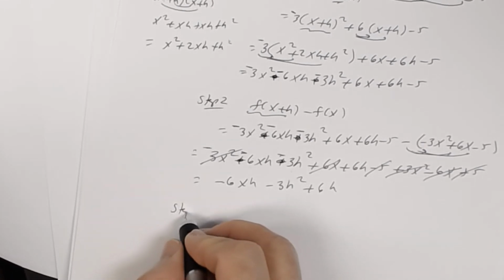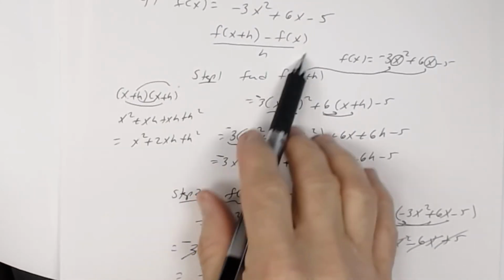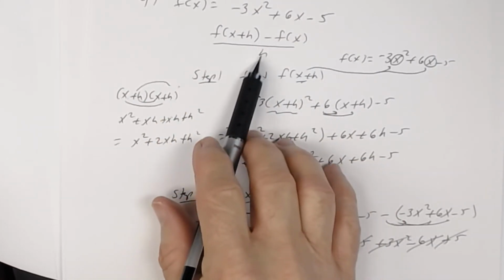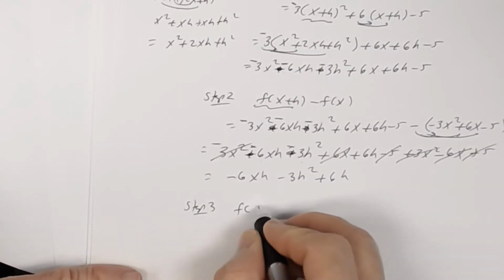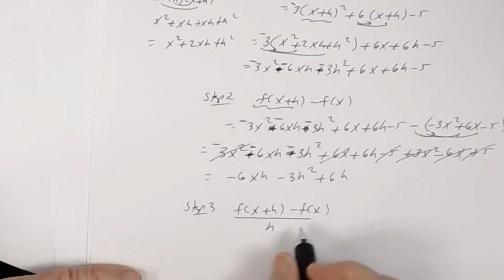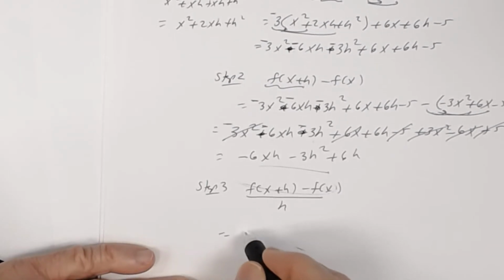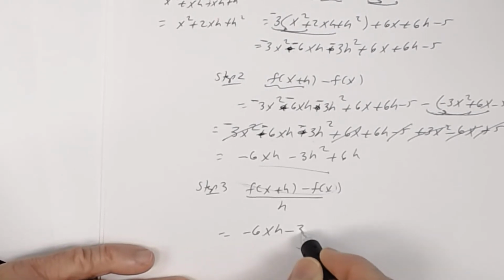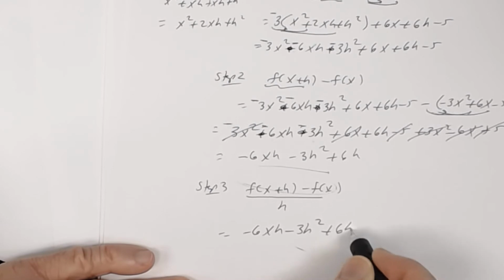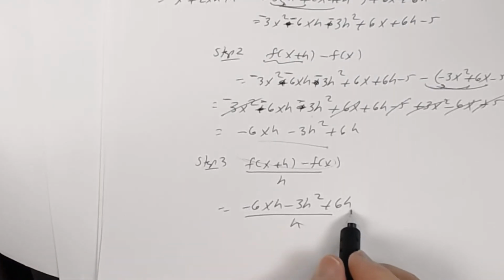Step 3 now, so we're almost done. Step 3 is where you take the numerator and divide it by h. So f of x plus h minus f of x divided by h. So this numerator is this. So I get negative 6xh minus 3h squared plus 6h divided by h. Now, at that point, remember you want to factor out the h. Go ahead and factor out the h.